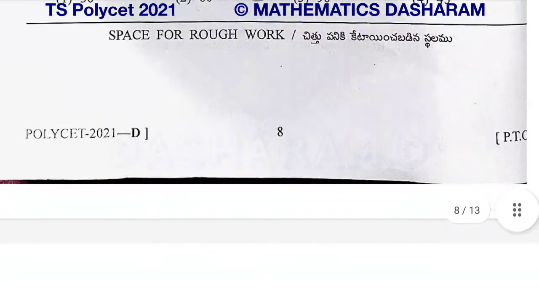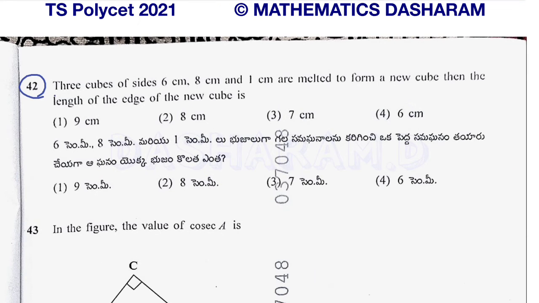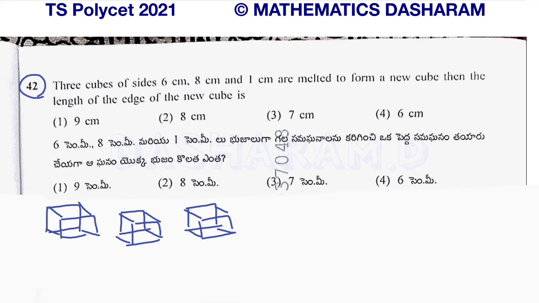So the next question, 42nd. 3 cubes of sides 6, 8 and 1 centimeter are melted to form a new cube. Then the length of the edge of the new cube is. So here 3 cubes are given: 6, 8, and 1. These 3 cubes are melted and formed into one new cube. Then it is asking what is the length of the new cube.